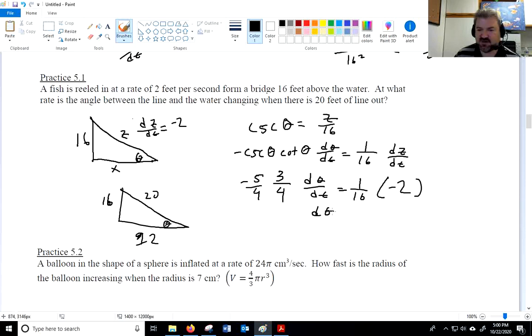So if I multiply both sides by 16 over 15, a -16 over 15. The negatives cancel, the 16s cancel, and we're left with 2 over 15 radians per second. Definitely increasing as you reel it in. All right, let's try the next one.